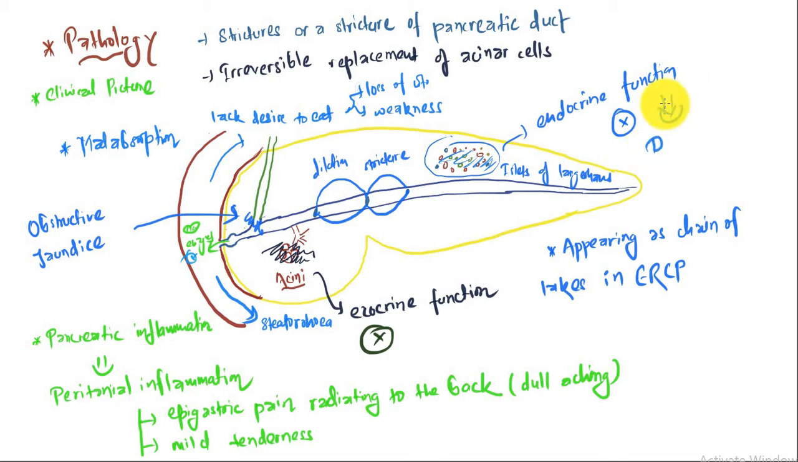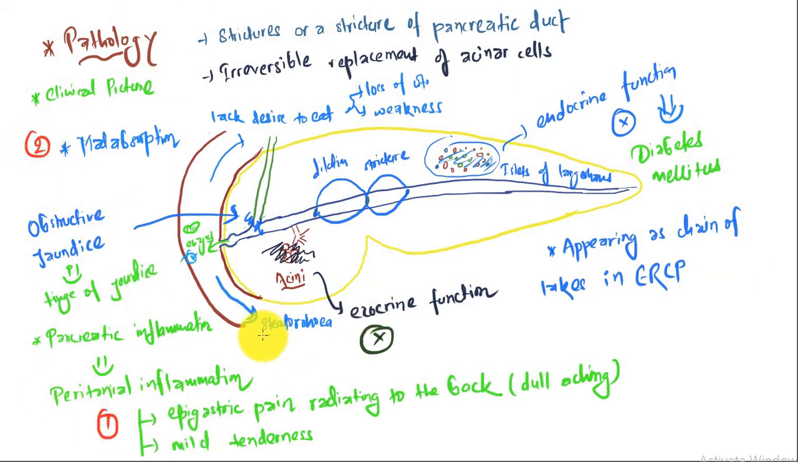The destruction of the pancreas can result in diabetes mellitus due to widespread destruction of beta cells. It can also present as obstructive jaundice. So epigastric pain, malabsorption causing steatorrhea and loss of weight and weakness, diabetes mellitus, and jaundice are the clinical picture of chronic pancreatitis.